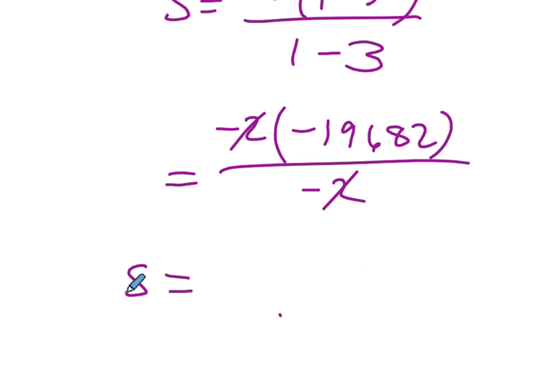So the sum of the first 9 terms, which I could denote as S9 like that, is negative 19,692.